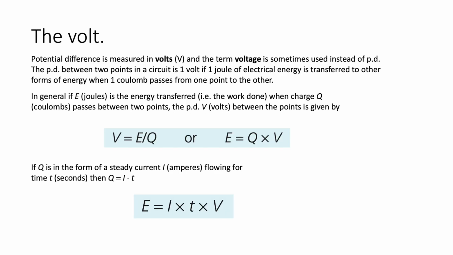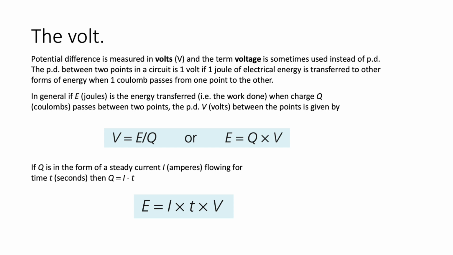The volt. Potential difference is measured in volt, and the term voltage is sometimes used instead of potential difference. The potential difference between 2 points in a circuit is 1 volt if 1 joule of electrical energy is transferred to other forms of energy when 1 coulomb passes from one point to the other.